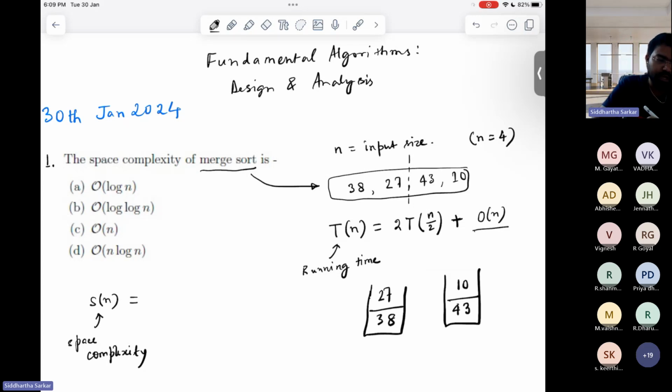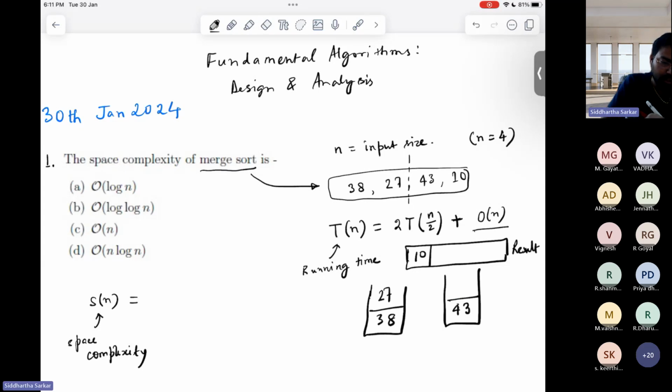So how we merge is we make comparisons between the smallest element in one sub-solution and the smallest element in the other sub-solution, and we compare which one is smaller. Whichever is smaller, we put it into a new array, which is our output array. In this case, 10 and 27 are compared. So 10 turns out to be smaller. So we put 10 from the right sub-solution into the result array, which we are going to output.